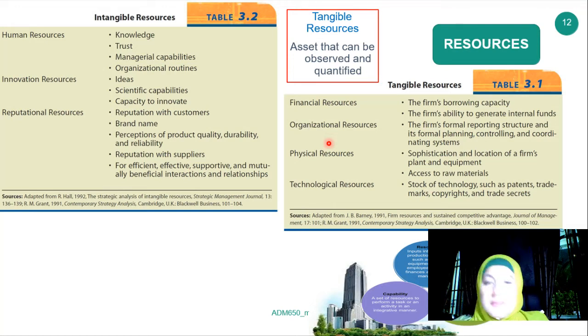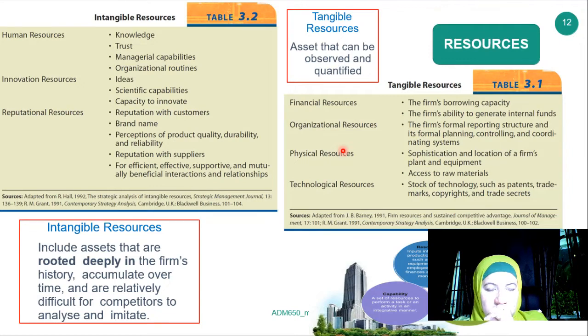Resources are regarded as assets. Tangible resources are those that can be observed and quantified. Financial, organizational, and physical resources. Example, physical resources: plant and equipment. And technology resources, including the intellectual property, the license and all that. Intangible resources.